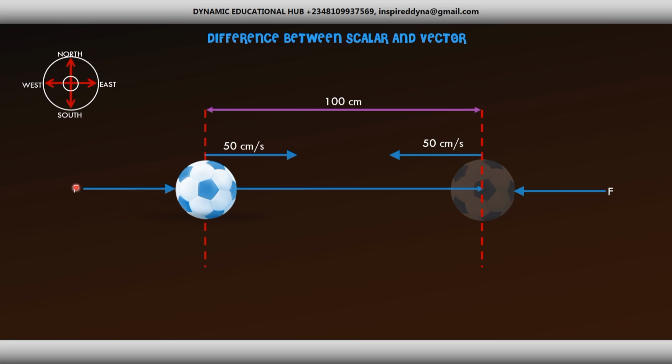So which means that even though the magnitude of this force is still the same thing as the magnitude of this force, the two effects of this force are different. This one is pushing this ball towards this side, and this one is pushing this ball towards this side. So which means that when we apply vector, we are going to change this one to minus F. So that is vector quantities.